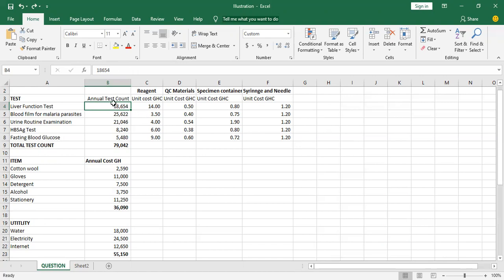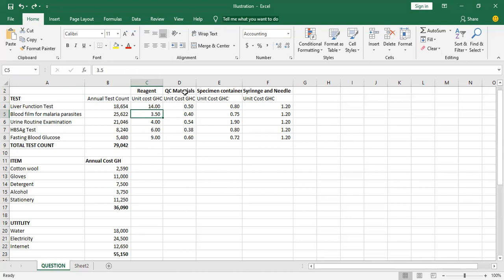Now, for each of these tests, we are also given the cost of the reagents. The cost of the reagent given here is the unit cost. So the unit cost is the cost of one reagent. For LFT, the cost of reagent for one test of LFT is 14 cedis. That of blood film for malaria parasite, 3 cedis 50 pesos, etc., as we have here.